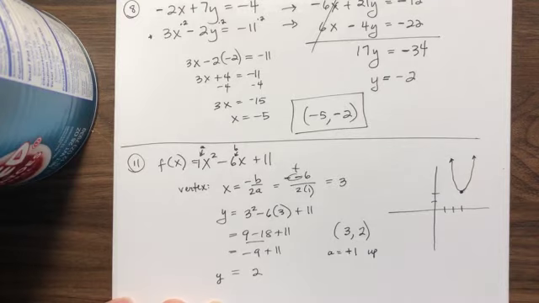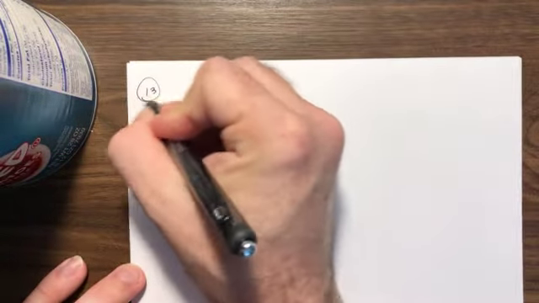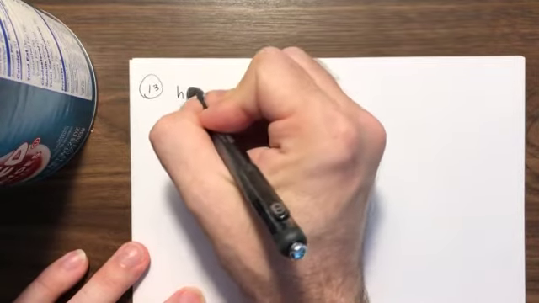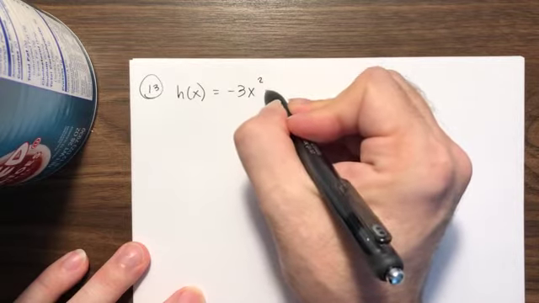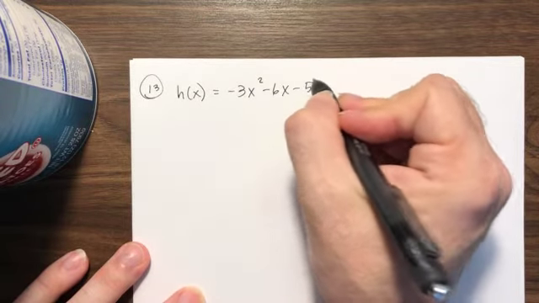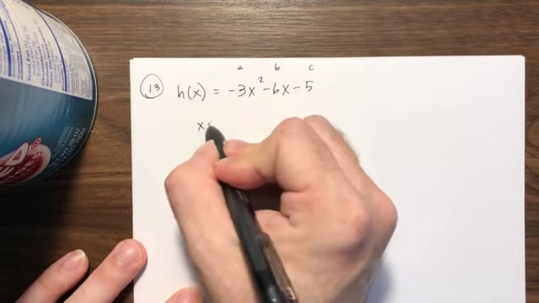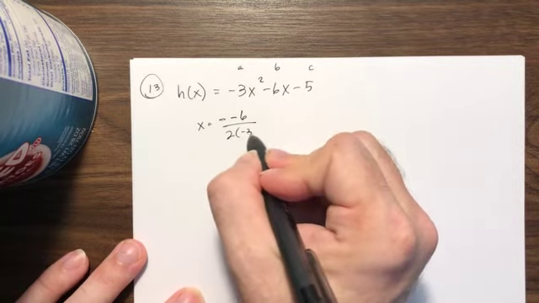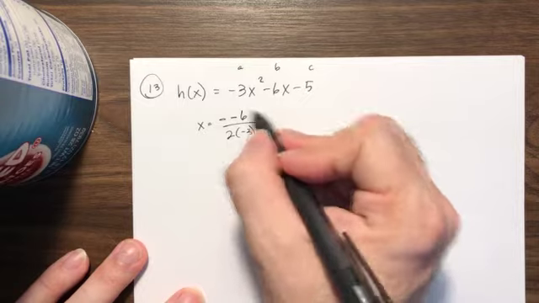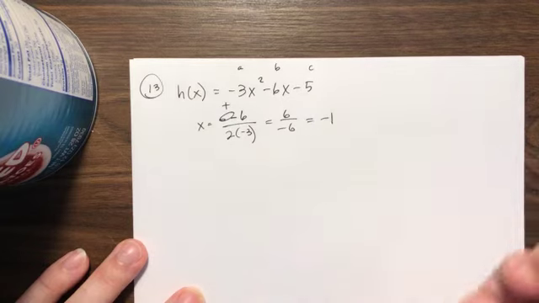Let's do number 13 as well, just to get that practice in. 13 is h of x. It's got a new name. It's just the same thing as f. Doesn't matter. All right, so here we have a, b, and c, and I like to label it a, b, c. So my vertex, I say x is equal to negative b, so negative negative 6, over 2 times negative 3, which is a. Right? So that's positive 6 over negative 6, and that gives me negative 1.